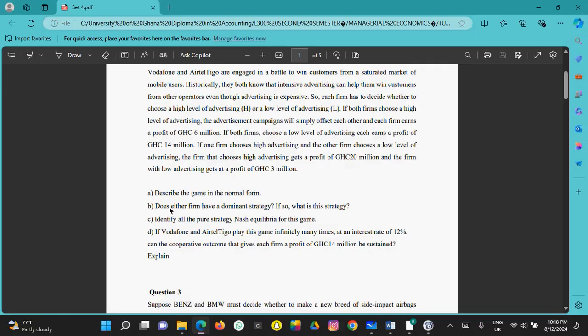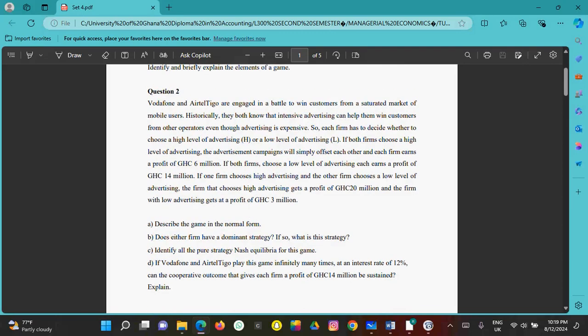in normal form. And then B, does either firm have a dominant strategy? If so, what is this strategy? And then C, identify all the pure strategy Nash equilibria for this game. And then D, if Vodafone and Airtel were to play this game infinitely, at an interest rate of 12%, can the cooperative outcome that gives each firm a profit of 40 million be sustained? All right, so let's go to our board.